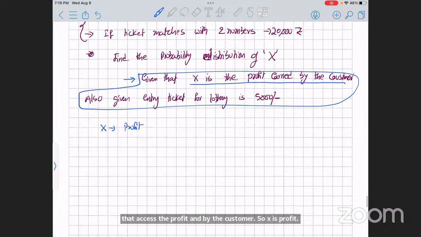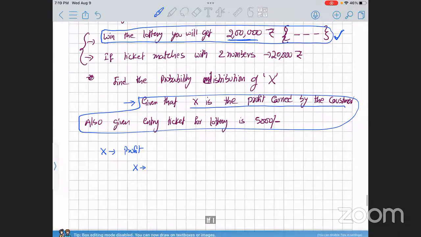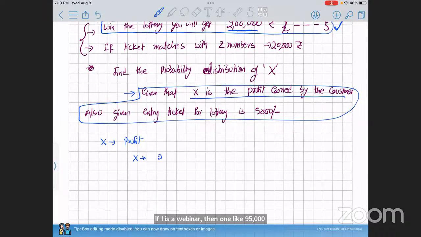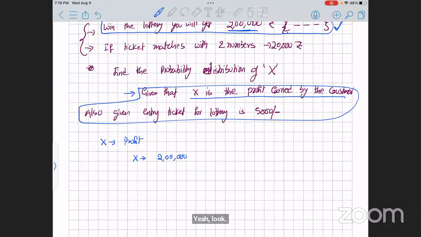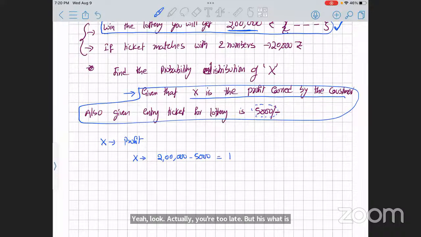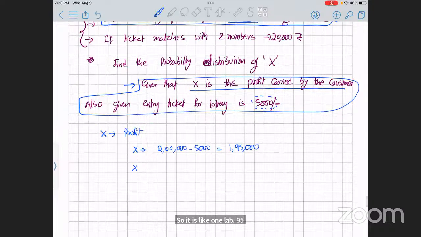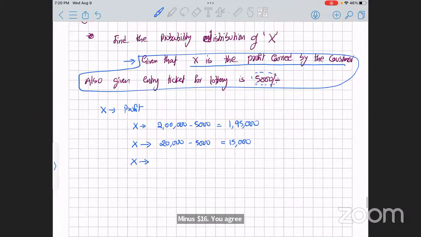So X will get how much profit? If he is a winner, then 1,95,000. X will get 2 lakhs if he is the winner, but his investment is 5,000. So it is 1,95,000. This is the possibility of one value of the random variable. The second is 20,000 minus 5,000, 15,000. And the other possible value of the random variable is 0 minus 5,000. He will earn 0 rupees minus 5,000, which equals minus 5,000.